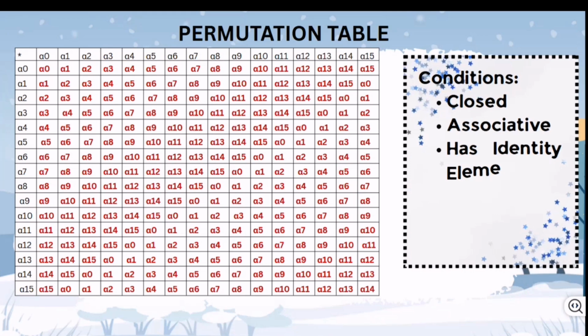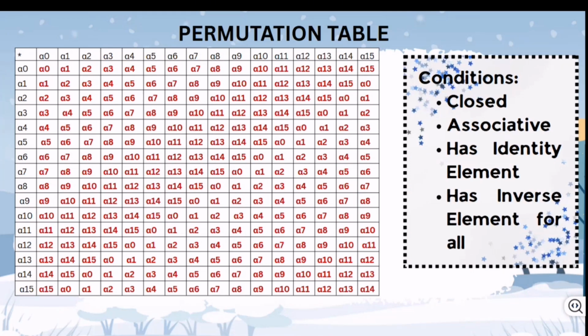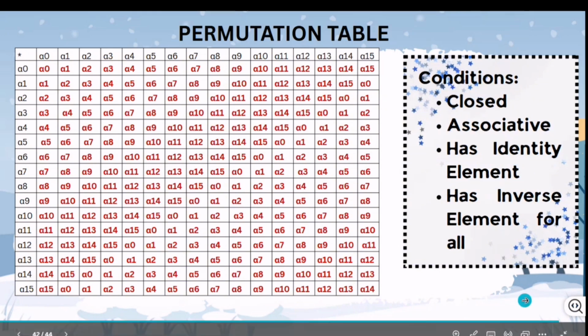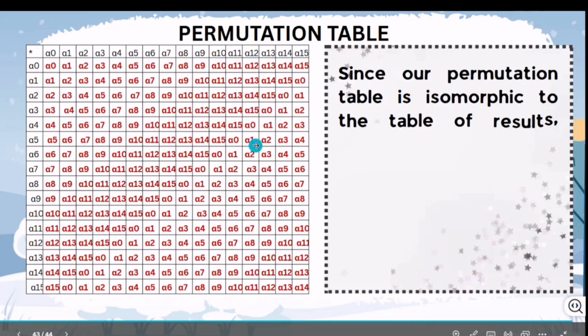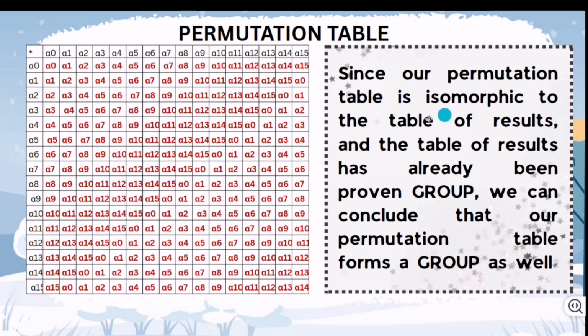As you can see on the permutation table, it is isomorphic to the original table, so we can conclude that it is closed, associative, has an identity element, and has an inverse element for all. Since our permutation table is isomorphic to the table of results, as I said a while ago, and the table of results has already been proven a group, meaning it is closed, associative, has an identity element, and has an inverse element for all, we can conclude that our permutation table forms a group as well.